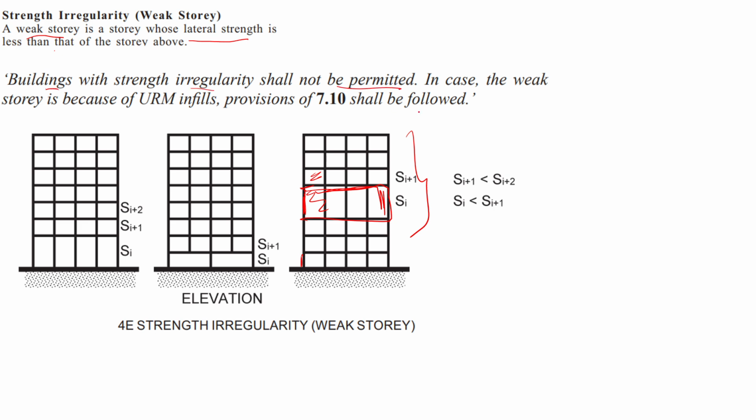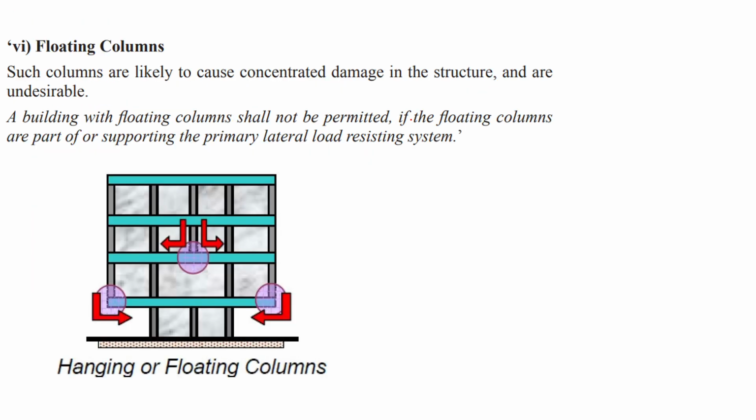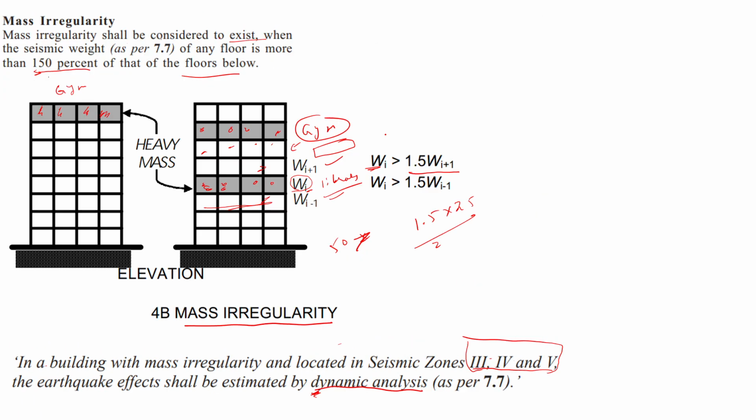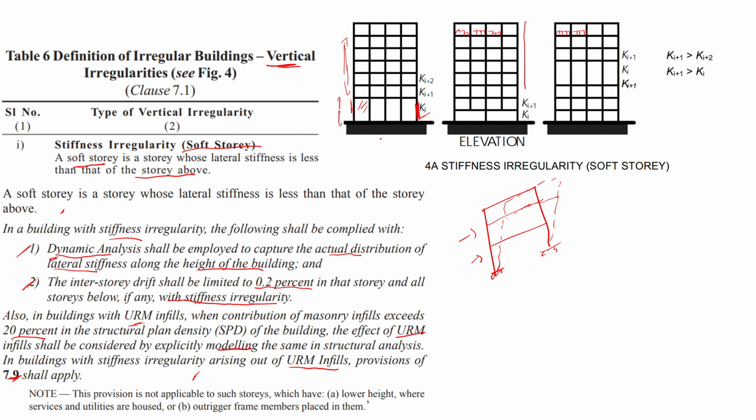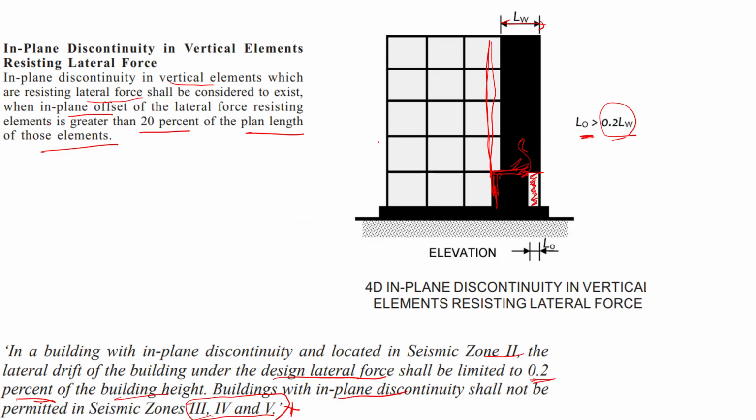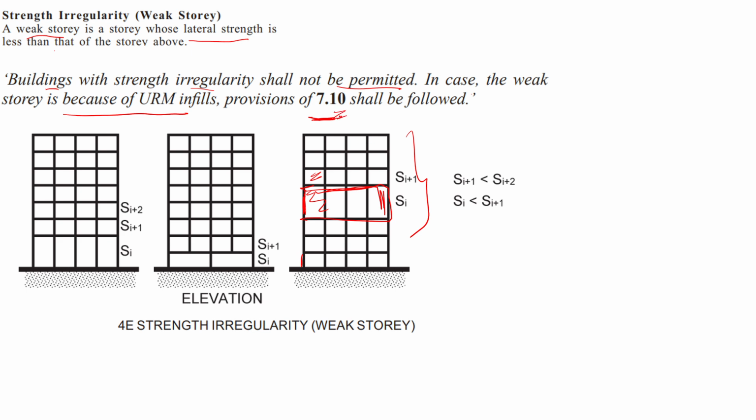See, it's not permitted. In case the weak story is because of URM, that is unreinforced masonry infills, provision of 7.10 shall be followed. So that is how it works. You should be very careful whatever the clauses they are mentioning. You should make sure that we follow these provisions.